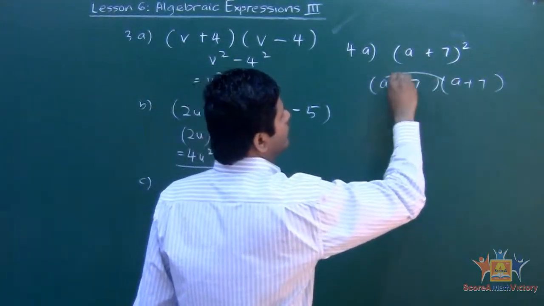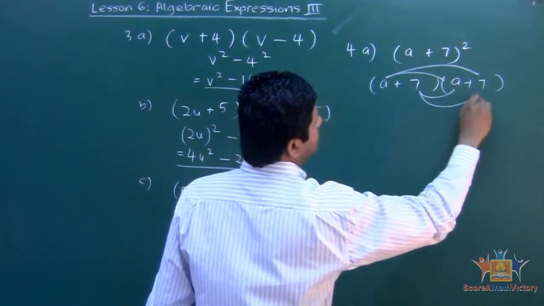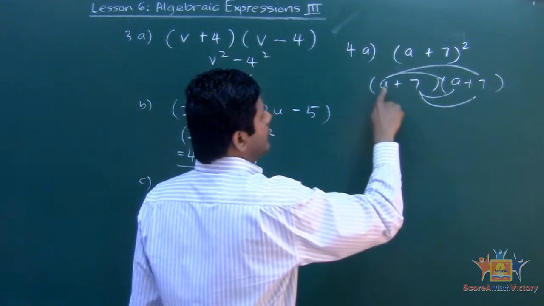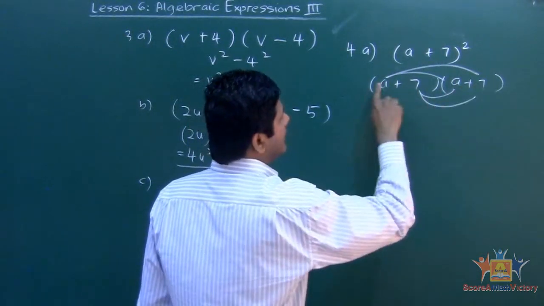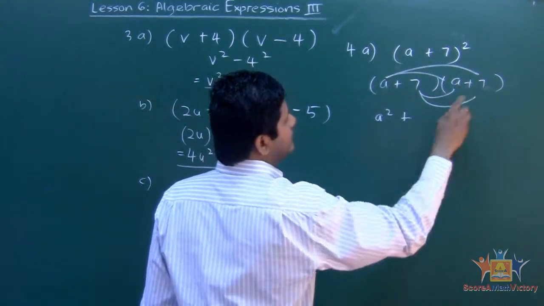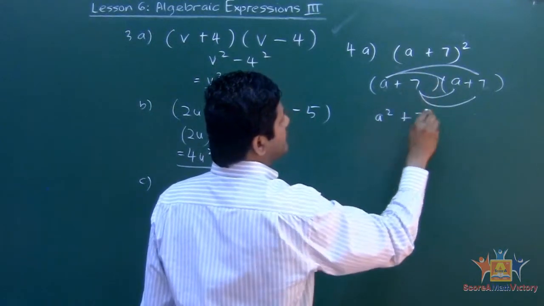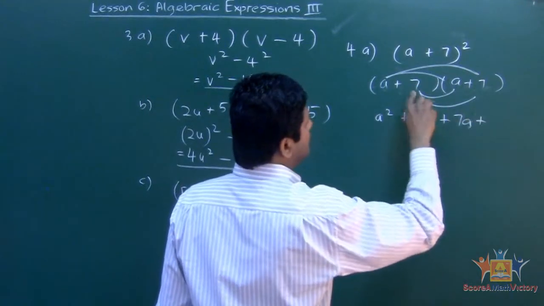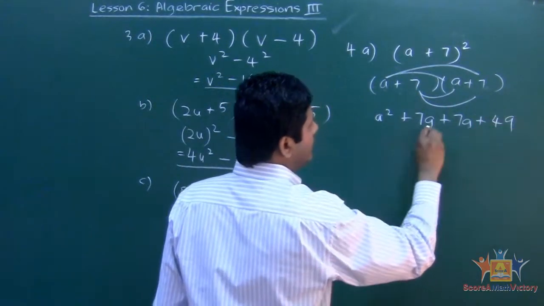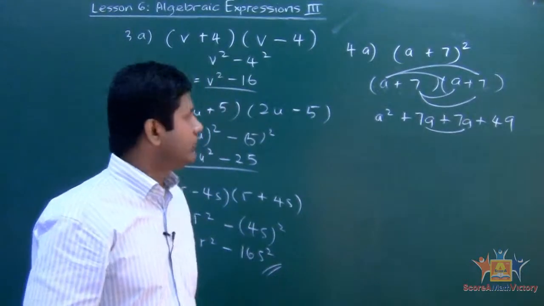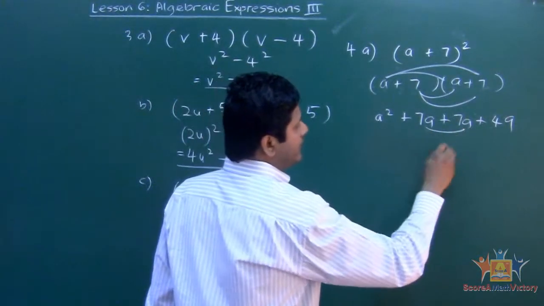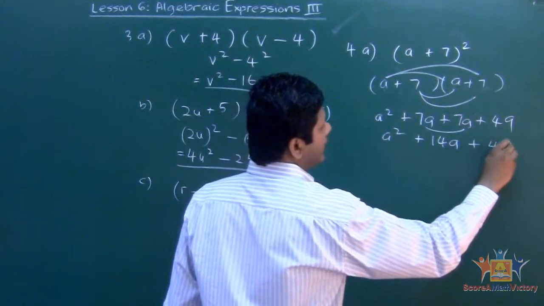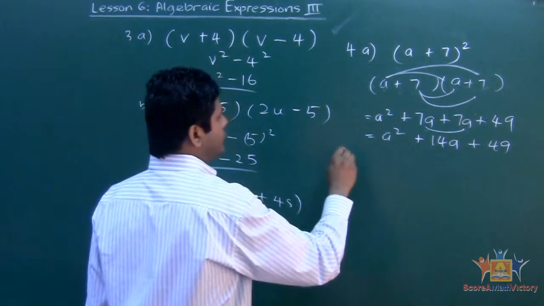Make sure you do the top and the bottom, so that it forms the sleeping moon. a times a is a squared. a times plus 7, plus times plus is plus, 7a. 7 times a, 7a. 7 times 7, 49. Now you combine them: 7a plus 7a is 14a, so it's a squared plus 14a plus 49.